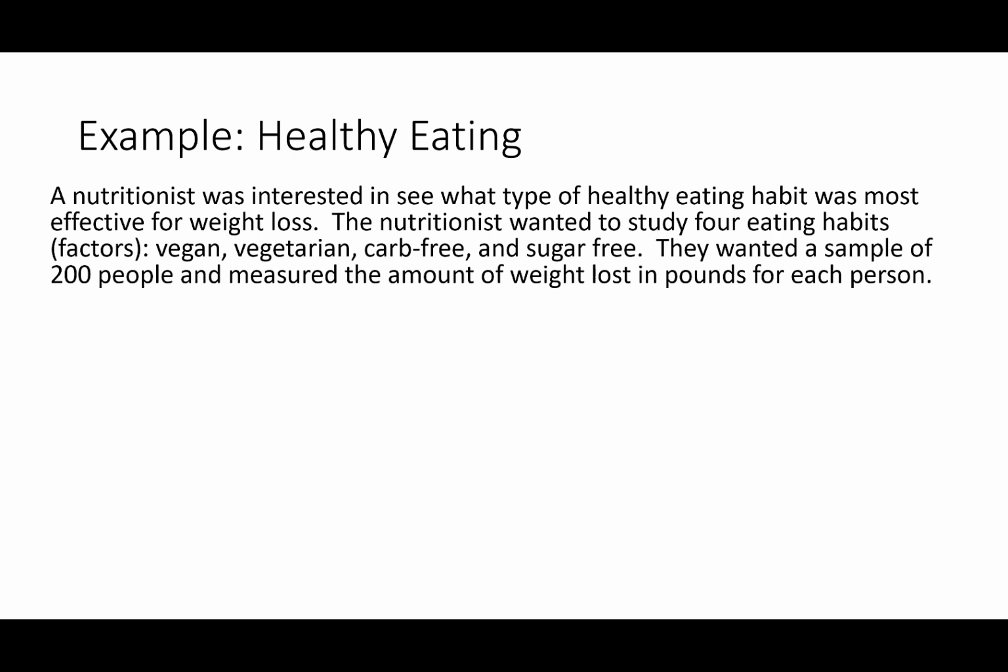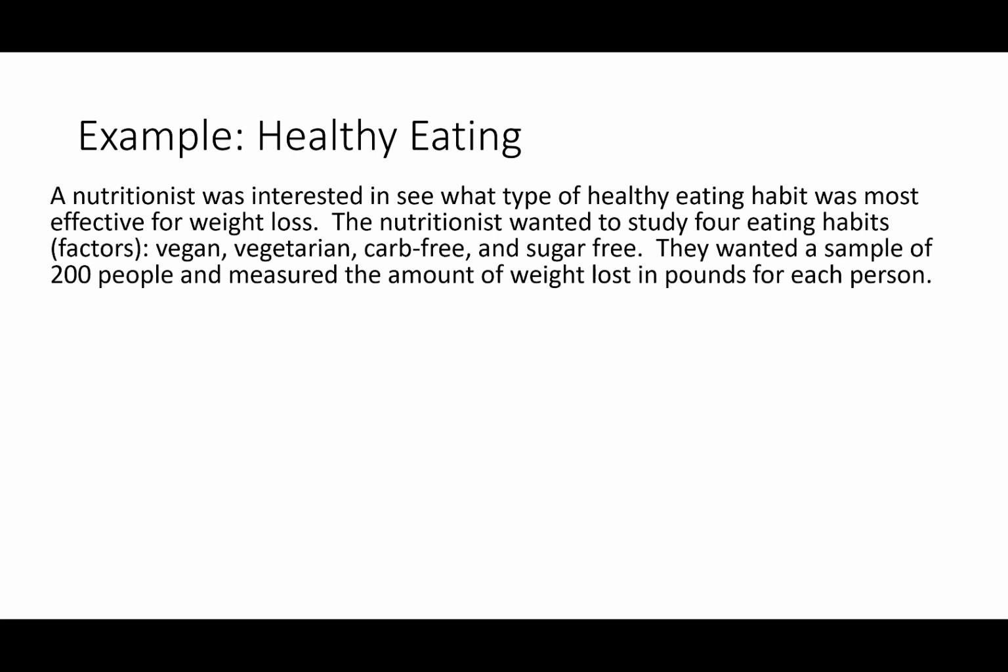So in this example, a nutritionist was interested to see what type of healthy eating habit was most effective for weight loss. So what they did is they took 4 different eating habits: a vegan diet, a vegetarian diet, a carb-free diet, and a sugar-free diet. And to study which one was most effective for weight loss, they sampled 200 random people and measured the amount of weight lost in pounds for each person. So the two ways to go about this is an experiment or an observational study.